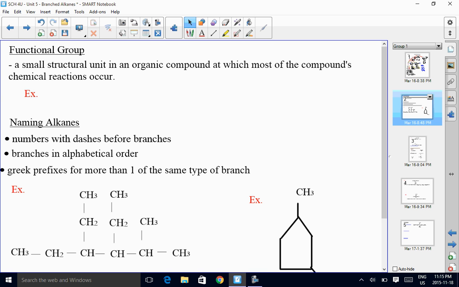A functional group is a small structural unit in an organic compound at which most of the compound's chemical reactions occur. Let me give you an example. Let's say we're dealing with an alcohol. An alcohol has a functional group of OH. So if you see an OH attached to that carbon chain, that's an alcohol. That alters its properties, and that OH has mainly to do with when it reacts, which we'll get to later.